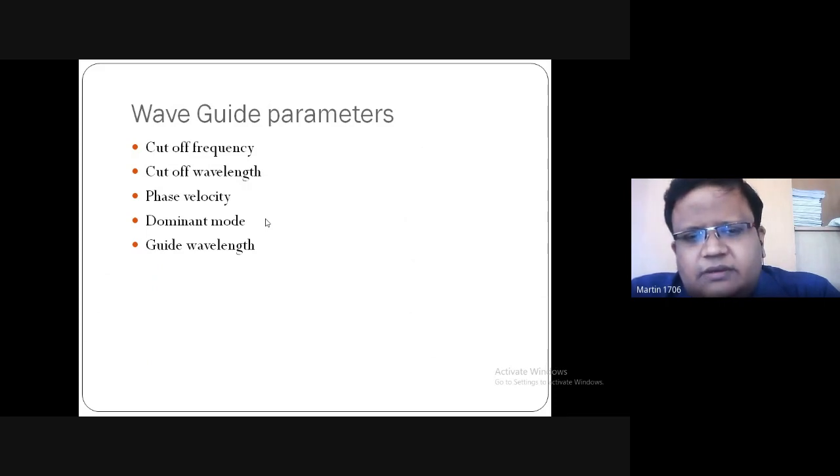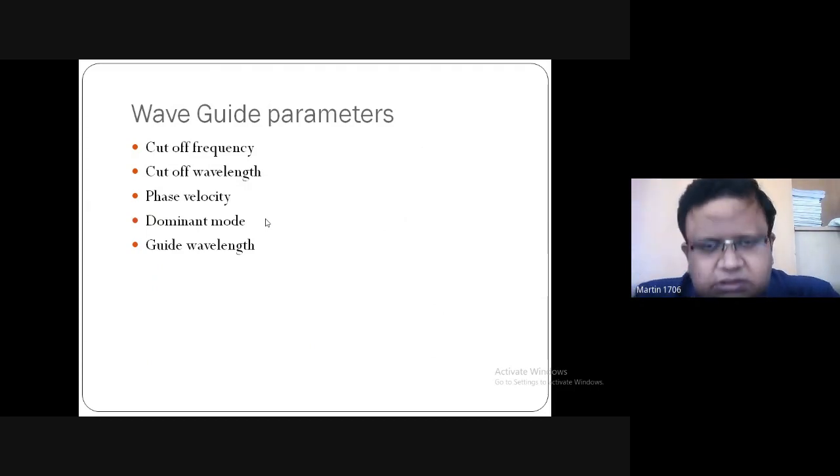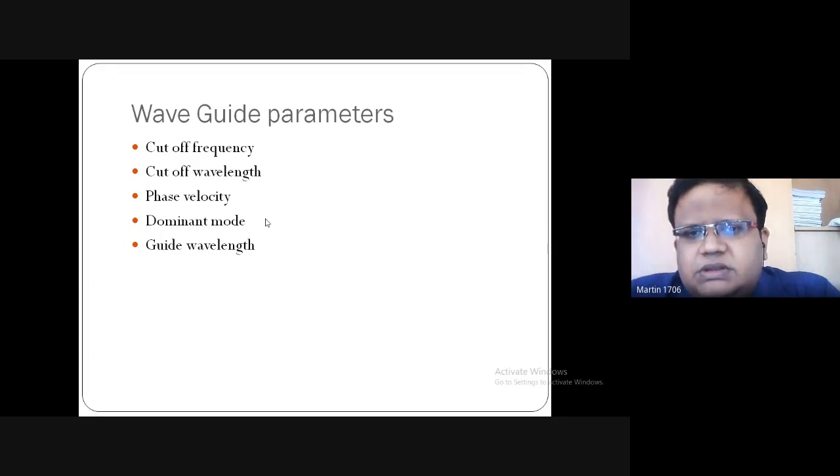The next one is the phase velocity. So what is the phase velocity? Everyone knows what is meant by velocity. Velocity is nothing but the rate of change of acceleration. That is nothing but your velocity.